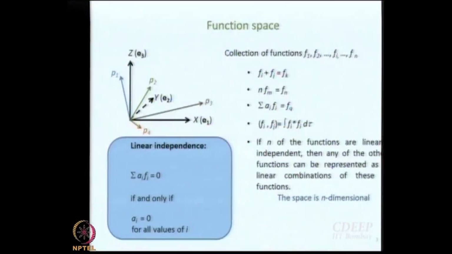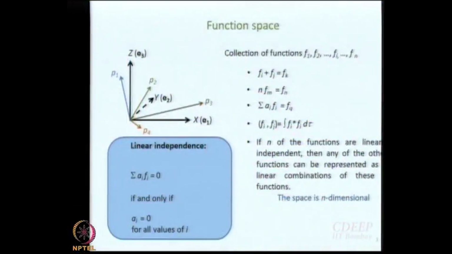And then finally what we said is that if out of all these functions that we have taken, n of them are linearly independent, what is the meaning of linear independence? This is the meaning of linear independence. Sum over i of a_i f_i equal to 0 if and only if a_i equal to 0 for every value of i. Trivial solution, which means that you cannot express one of these vectors as a linear sum of the other vectors. And the easiest example once again is e1, e2, e3 or x, y, z, whatever you want to call.